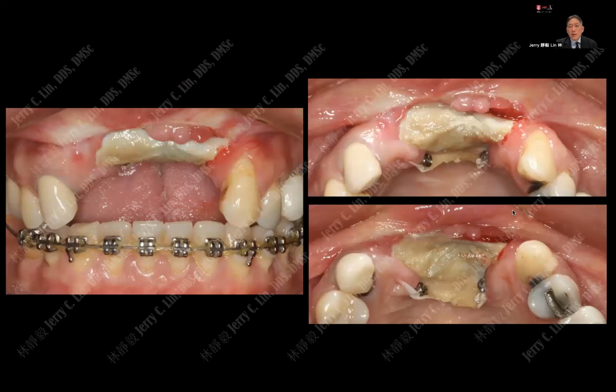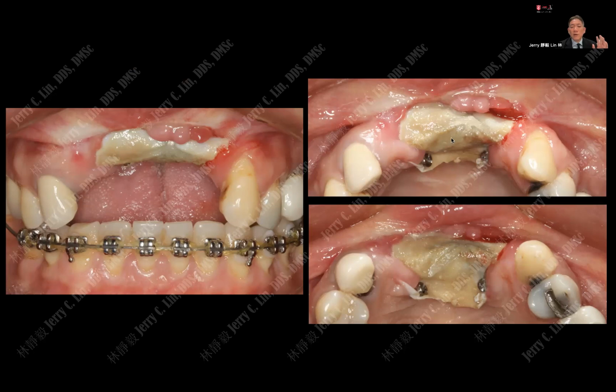So another case, patient came in with this problem, been treated with bone augmentation, but failing a few times and was referred to my office. The first thing is to build the bone and the soft tissue, and place the implant and then the prosthesis. So we just follow protocol.